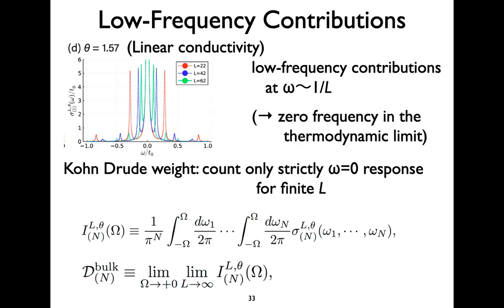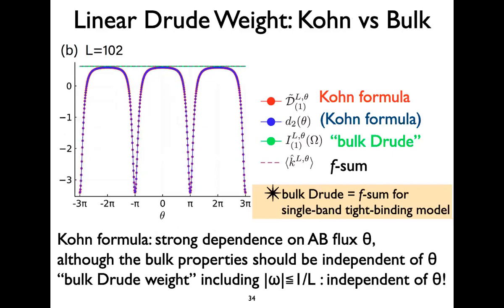So in order to include those low-energy, low-frequency peaks, we can first define the integration over frequency from minus capital Omega to plus capital Omega, which includes those low-energy peaks. Then we first take the thermodynamic limit, and afterwards we can take this Omega limit. Of course, in practice it's not so easy to do, but for this simple impurity model we can estimate it. So for example, this is a result for the linear Drude weight.